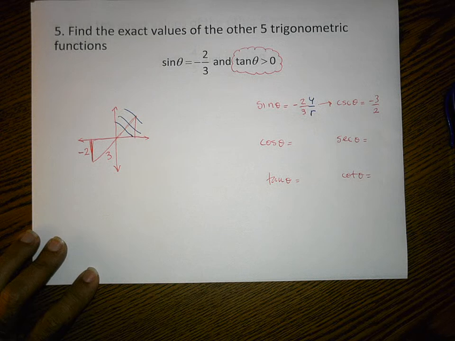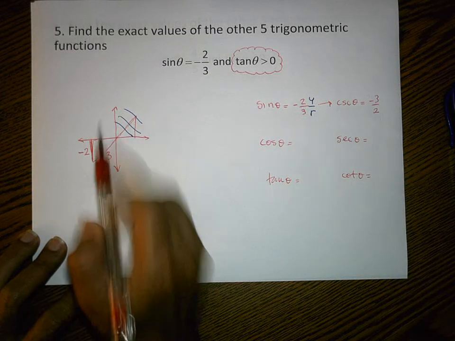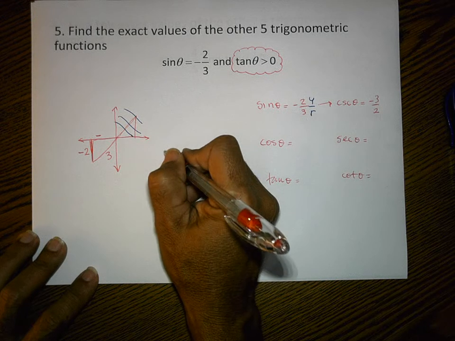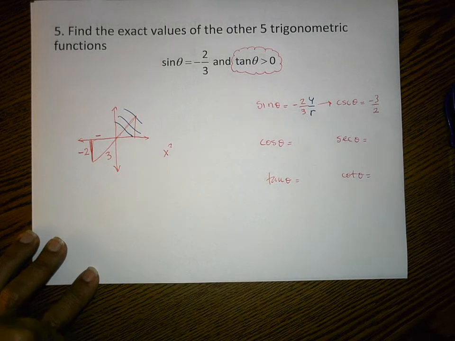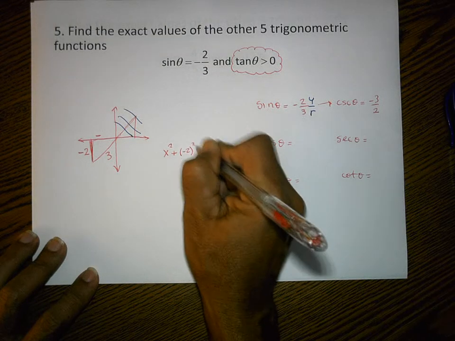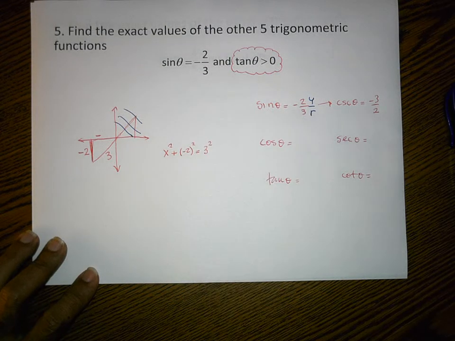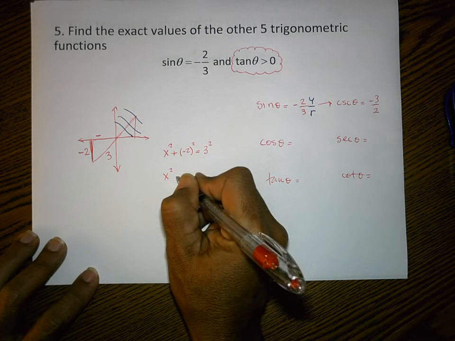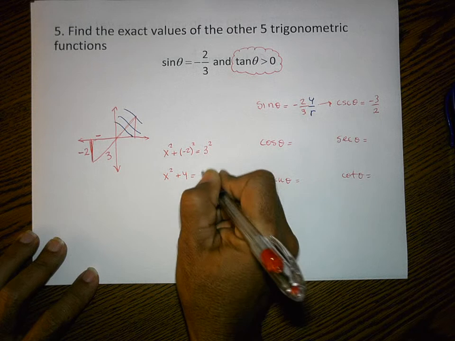So that tells me something very interesting. That tells me that the x is going to have to be negative something. So I'm going to use Pythagorean theorem. I don't know what x is. I'm going to do x squared plus my -2 squared equals 3 squared, which is my radius. So x squared plus 4 equals 9.